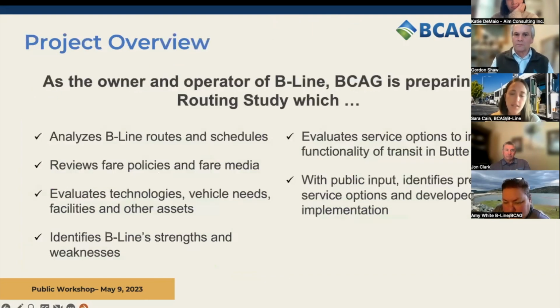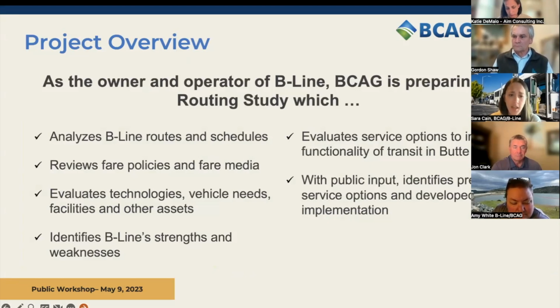Next slide, please. And as the owner and operator of Beeline, we're preparing a routing study, which we're meeting here today to share with you all. The main points of the routing study are to look at Beeline routes and schedules, to review fare policies and fare media, to evaluate technologies, vehicle needs, facilities, and other assets.